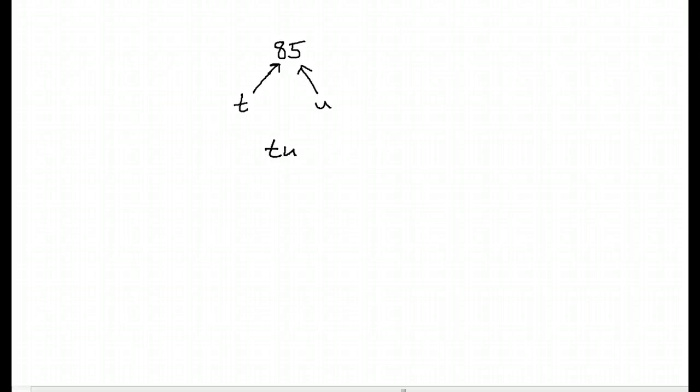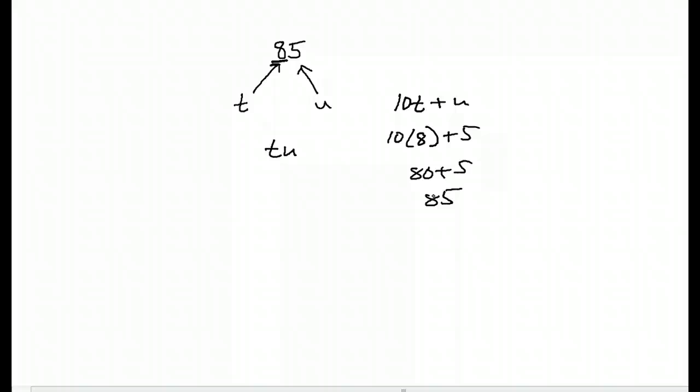So what we need to remember is that the 8, or whatever number is in the tens place, needs to be multiplied by 10. So the number would be 10t plus u, which means in this case 10 times 8 plus 5, that's 80 plus 5 or 85.